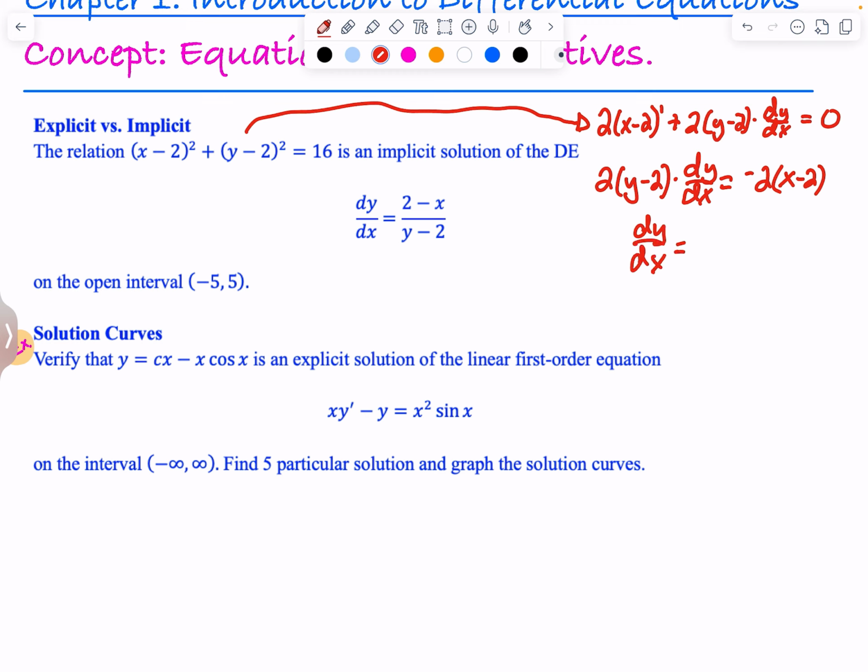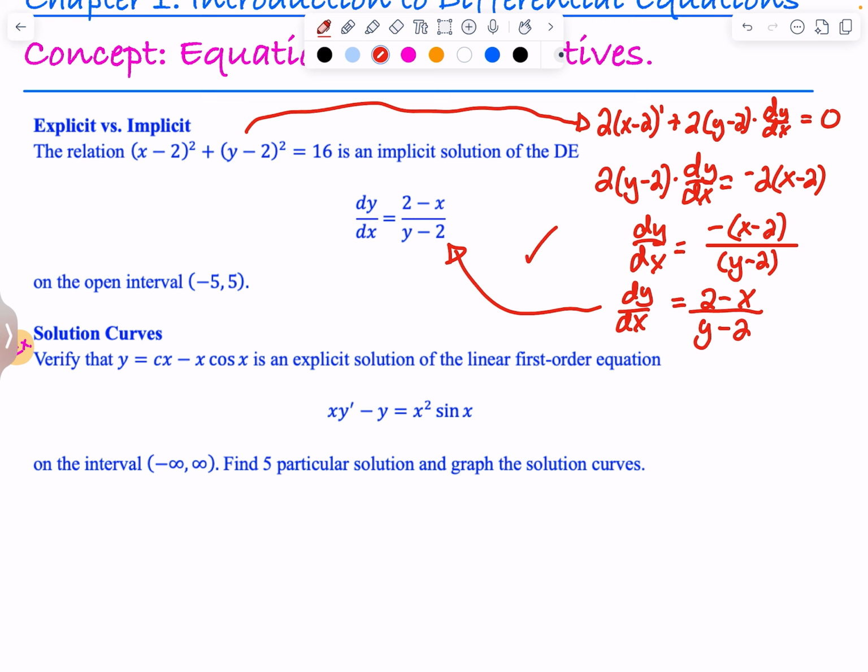The 2's are gone, and I get this negative x minus 2 over y minus 2. Well, if you notice, if I were to distribute that negative and flip it around, we get 2 minus x, right? The x is going to be negative now, over y minus 2, which is that. We verified it.